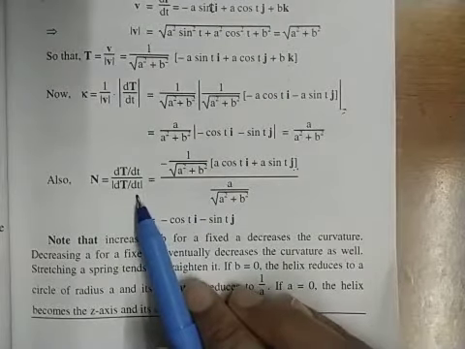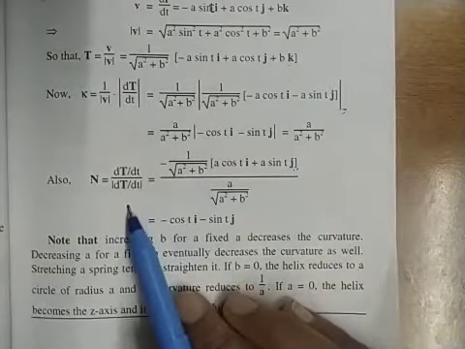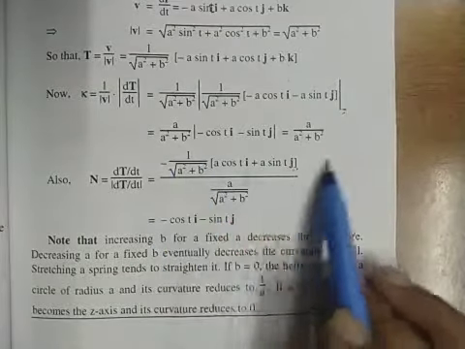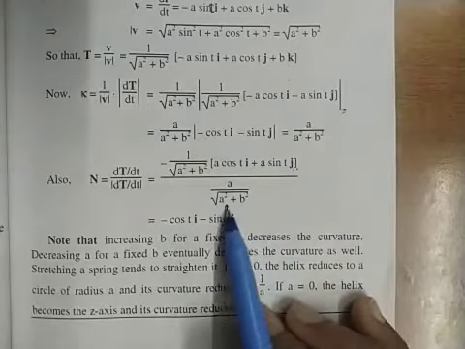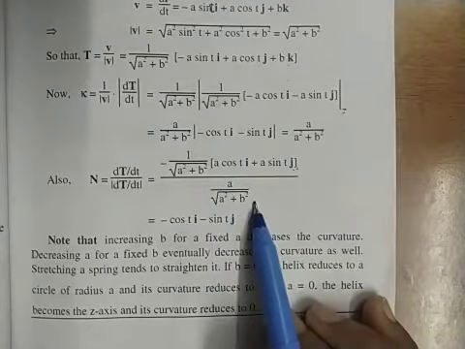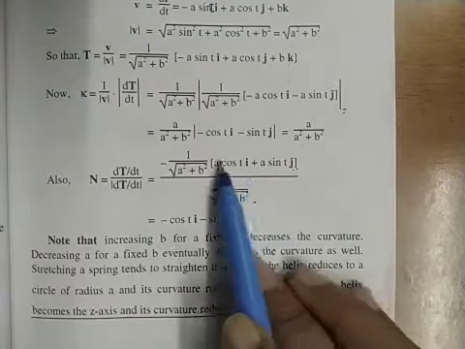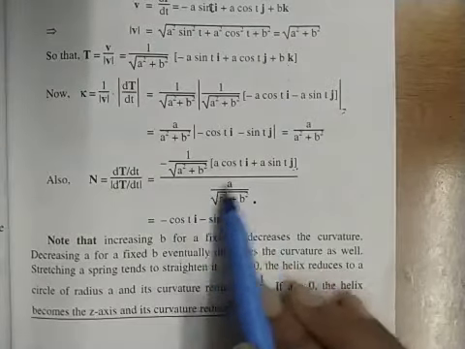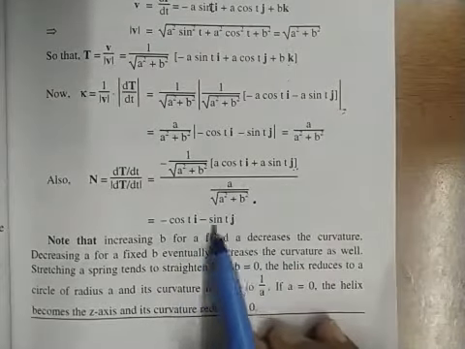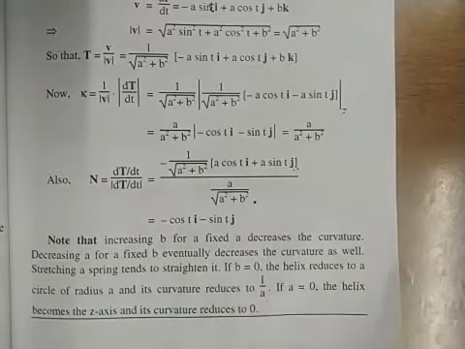Mod of dT/ds means again its modulus, that is a upon square root of a square plus b square. So finally what we get? Here we can take a common, and these two terms will get cancelled. We get minus cos t i minus sin t j.